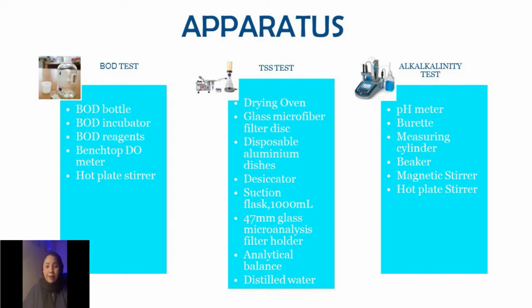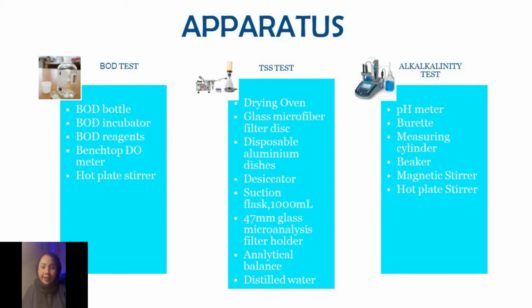For the TSS experiment, the apparatus that have been used are glass microfiber, disposable aluminium dish, suction flask 100 ml, 47 mm glass microanalysis filter, drying oven, desiccator, and also the distilled water.